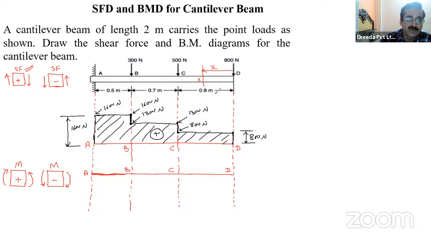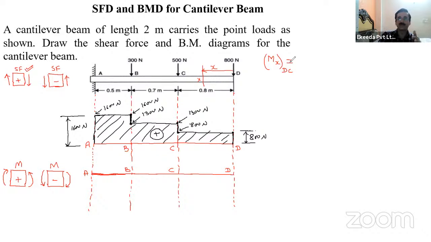Clockwise movement will be there, so it will be negative, right? So at X point we have taken Mx, and it is valid between D to C, right? This will be equal to the algebraic sum of all the moments to the right of the section. We are not taking the left of the section, because to the left we would have to take the reaction at the fixed end of the cantilever beam.